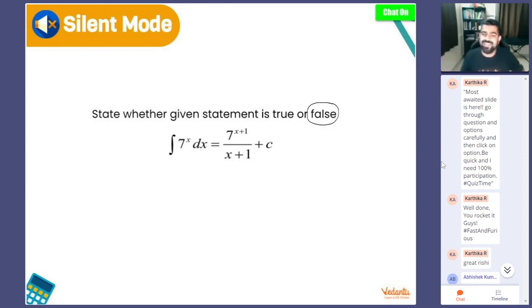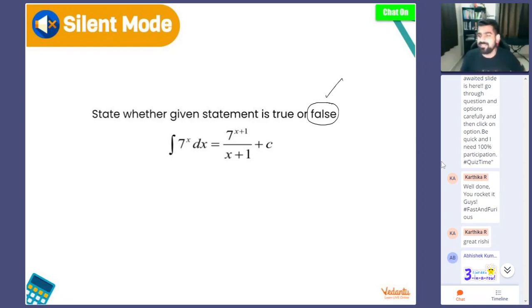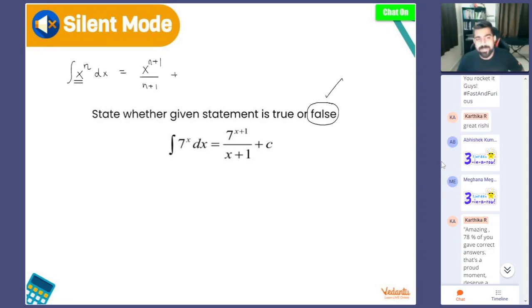The answer is false. All those who said false, you guys are right. It is not true. Because, guys, only for variable raised to the power constant, it is x to the power n plus 1 by n plus 1 plus c. But here you have constant raised to the power some variable. Then you have to use the a power x formula.